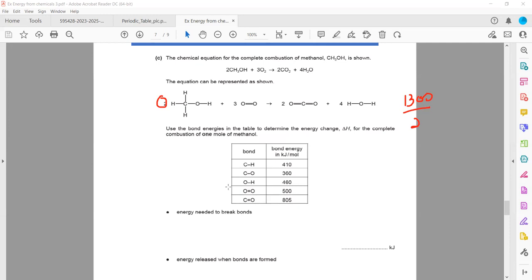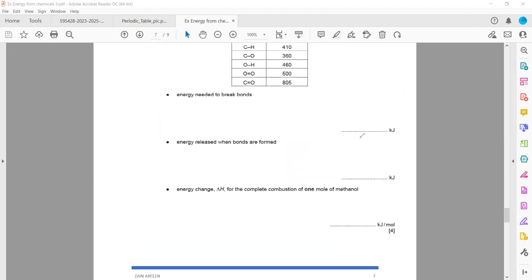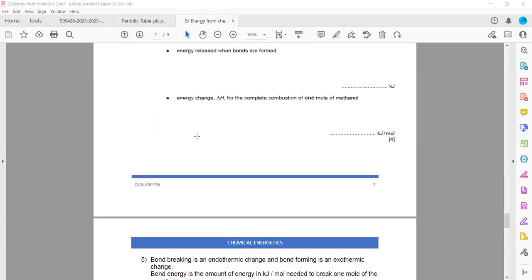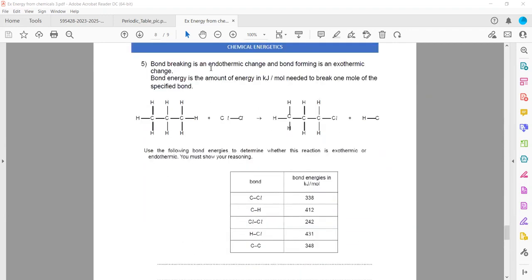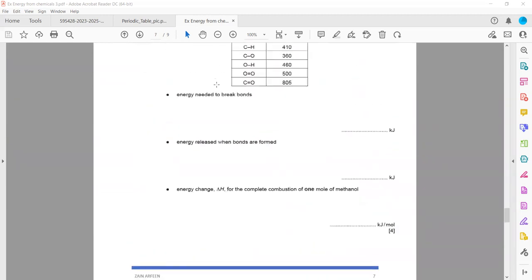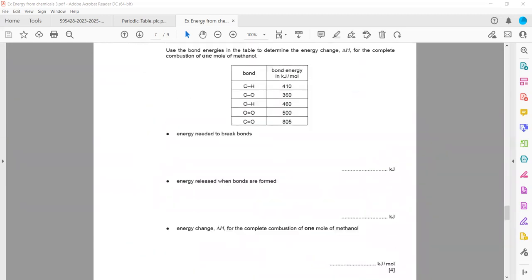So we calculated the energy change for 2 moles: this is 5,600, this was 6,900, and when we calculate the difference, it is 1,300. That is correct, but because they asked for 1 mole, it is divided by 2. So these are some questions related to the topic of enthalpy change and energy change.